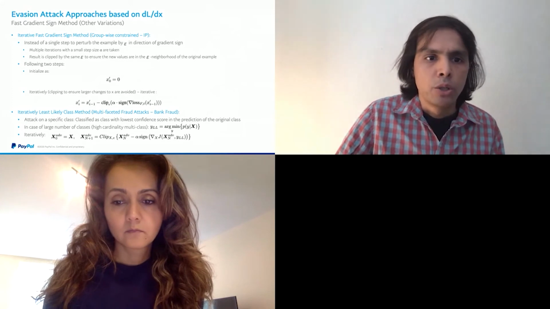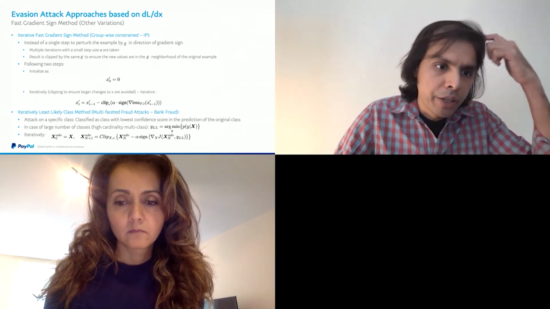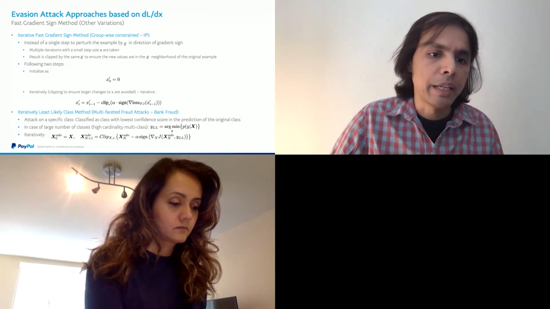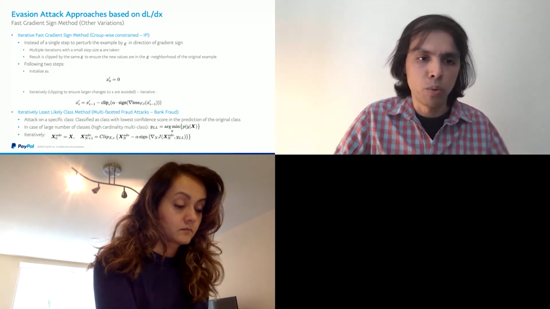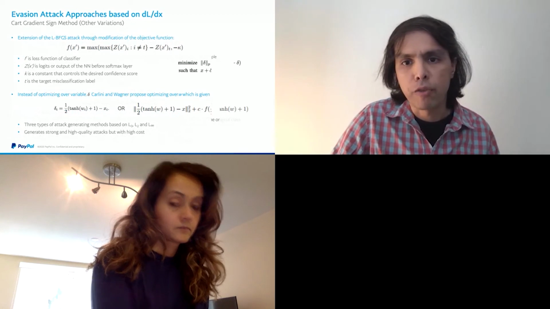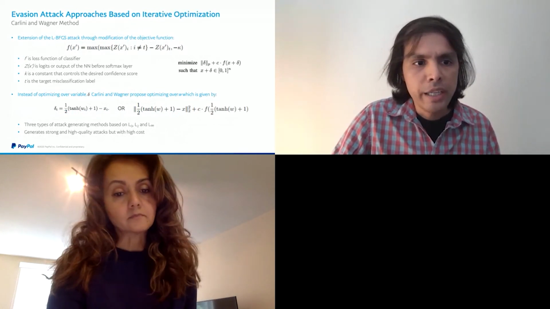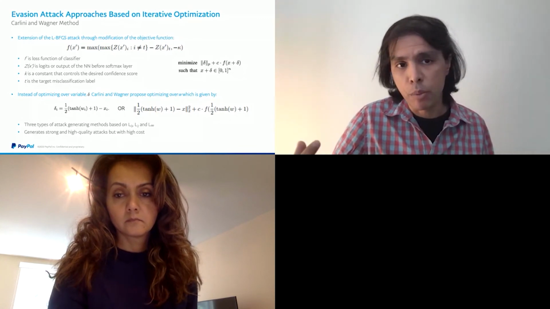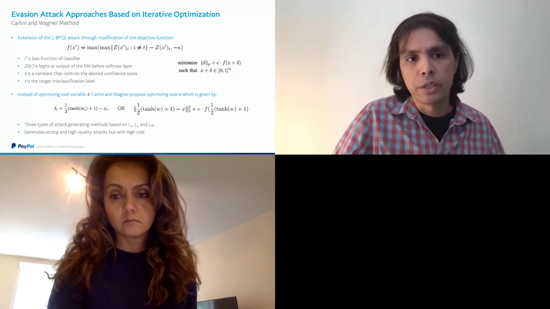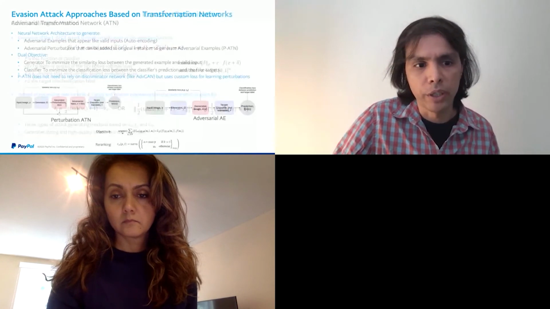Sure, sounds good. So essentially, we use the iterative fast gradient sign method and the iterative least likely method in order to constrain our variables either group-wise or from the point of view of bank fraud. Carlini and Wagner is another one. It's a method based on iterative optimization, as compared to just the dL by dx that we talked about earlier.